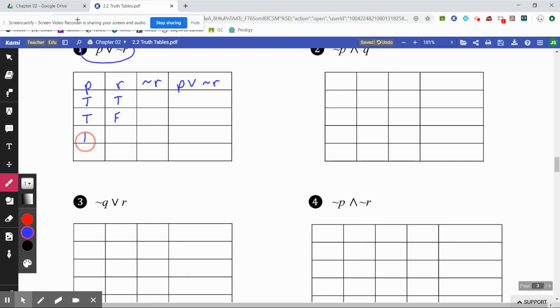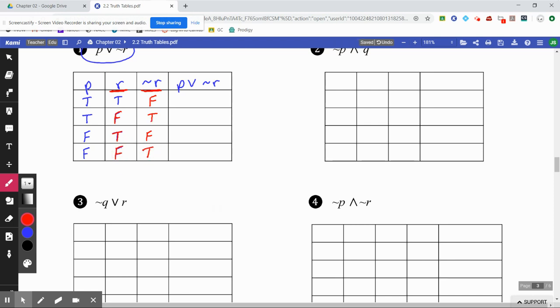Now what if P is false? Then R might be true, or R might be false. That's the two scenarios that you might have when P is false. Okay, so let's finish filling this out. Your next column is not R. Look at your R now. If R is true, then not R is false, because remember, a negation is always the opposite of what a statement is. If R is false, then not R is true. If R is true, then not R is false. If R is false, then not R is true.